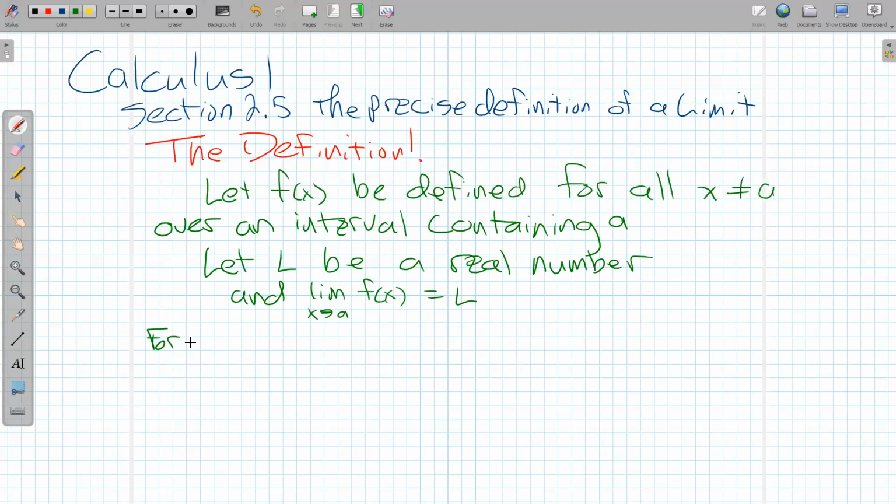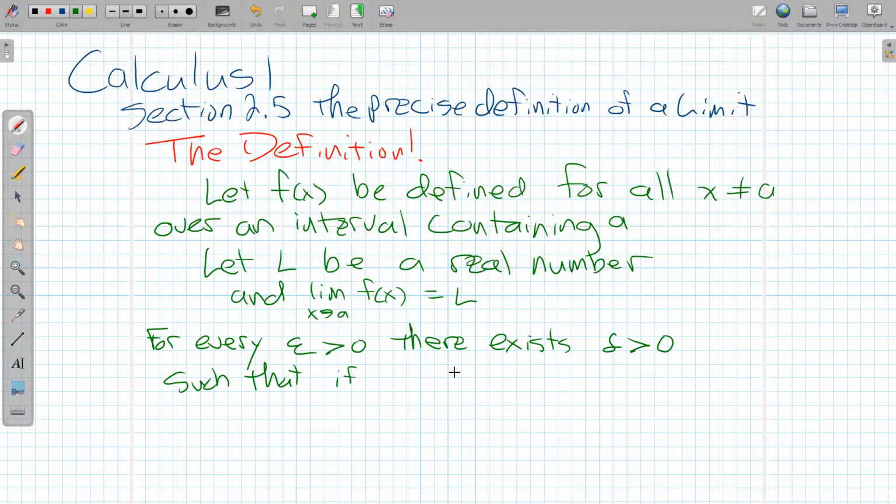So for every epsilon, so that's the little Greek epsilon there, greater than 0, there exists a number called delta, so that's the Greek delta, that's also greater than 0, such that if x minus a, the distance between x and a, is between 0 and delta, so if x is some number close enough to a, and I'll explain that more in a sec, then the distance between f of x and L, right, so absolute value helps us find that distance here, is going to be less than epsilon.